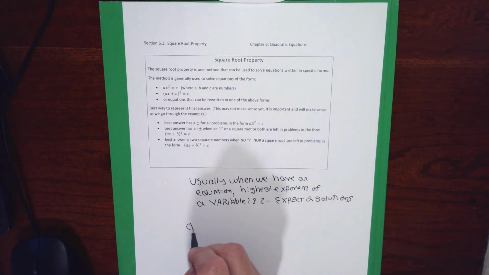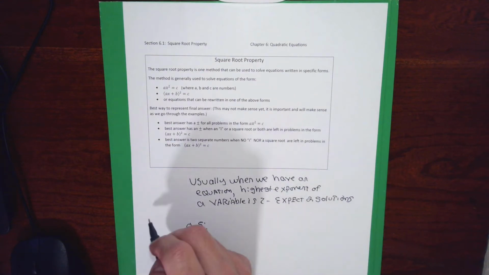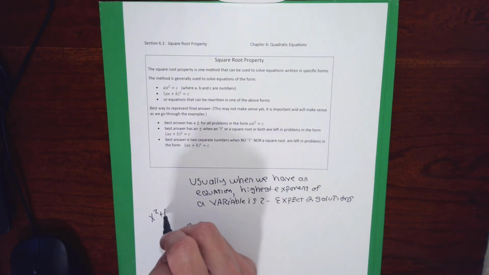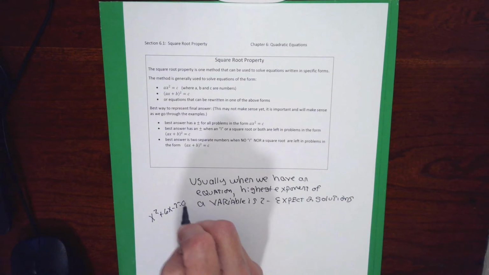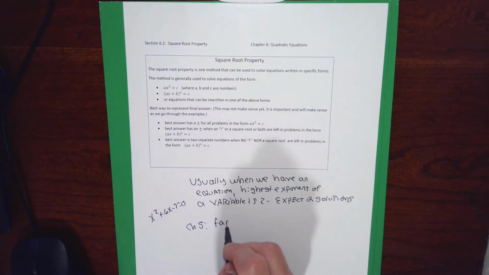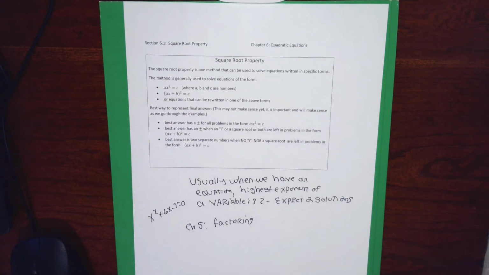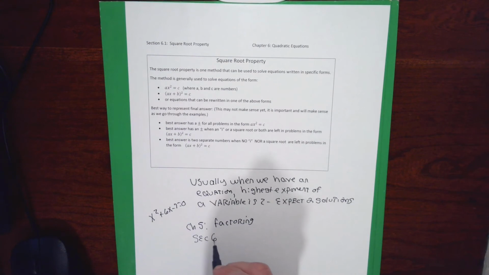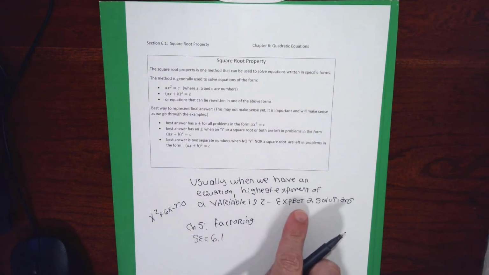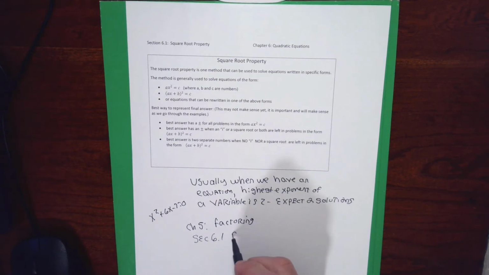In chapter 5, we solved problems like x squared plus 6x minus 7 equal to 0 using factoring. And if the problems weren't set up to solve by factoring, we rewrote them so that we had the left side factored and the right side 0. In section 6.1, we're going to learn another strategy for solving problems that have the highest exponent of 2, something called the square root property.